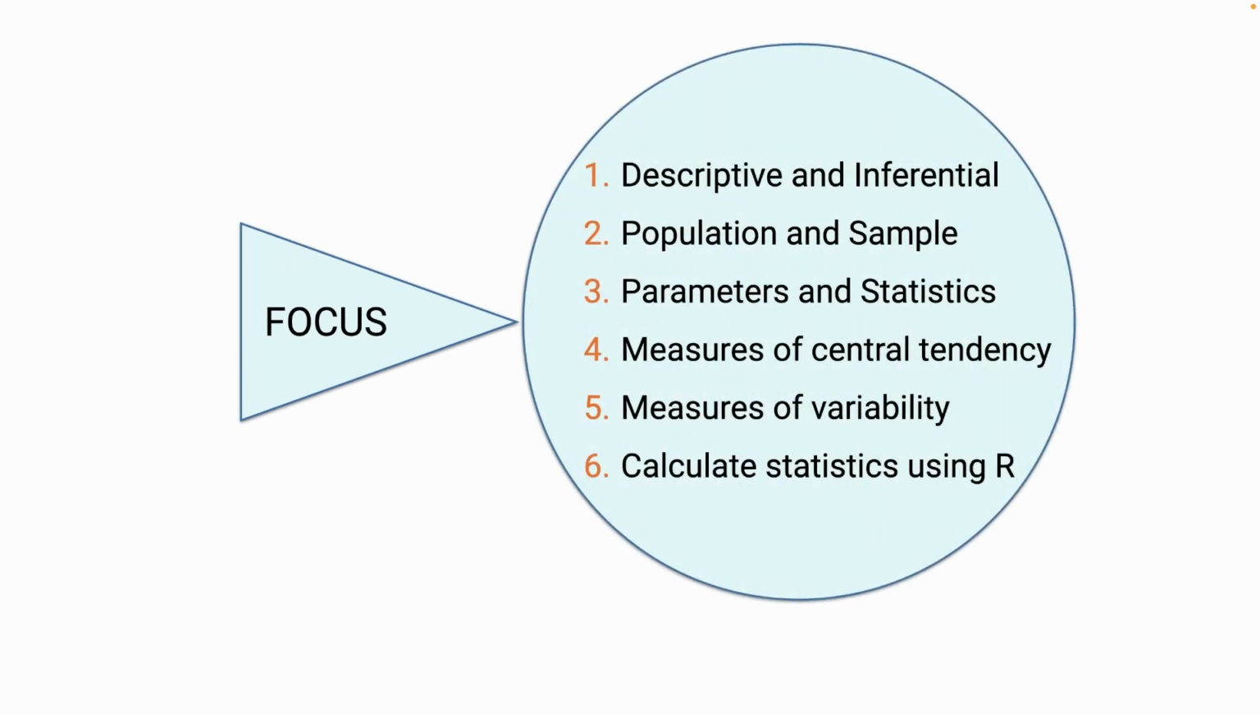First of all, we are going to learn what descriptive statistics and inferential statistics are. Then we will look into the meaning of population and sample. In the third point, we will learn what parameters and statistics are. We then delve into the measure of central tendency and the measure of variability in the next 2 points. Finally, we will calculate statistics using R.